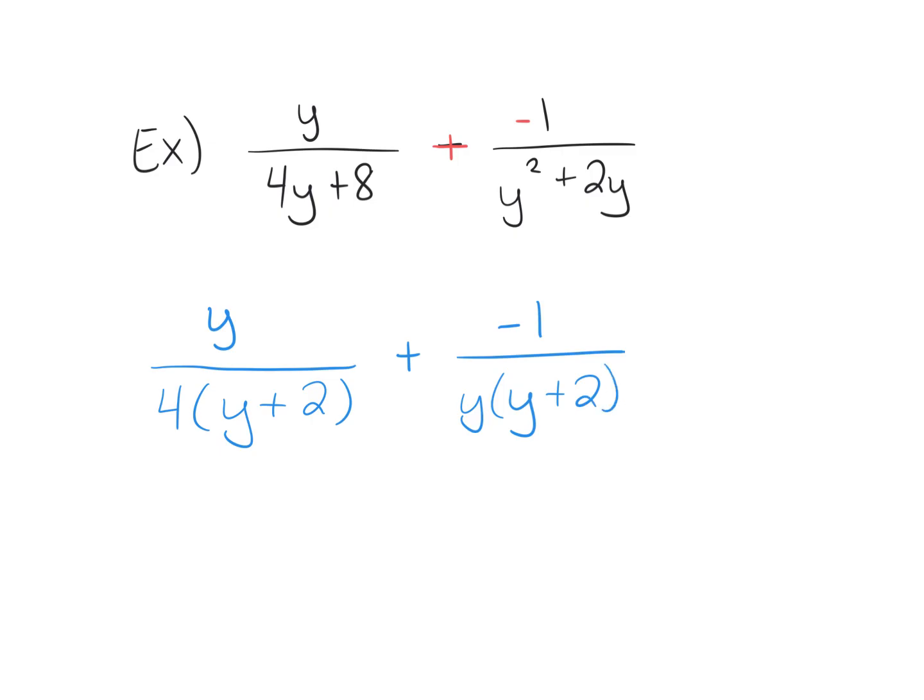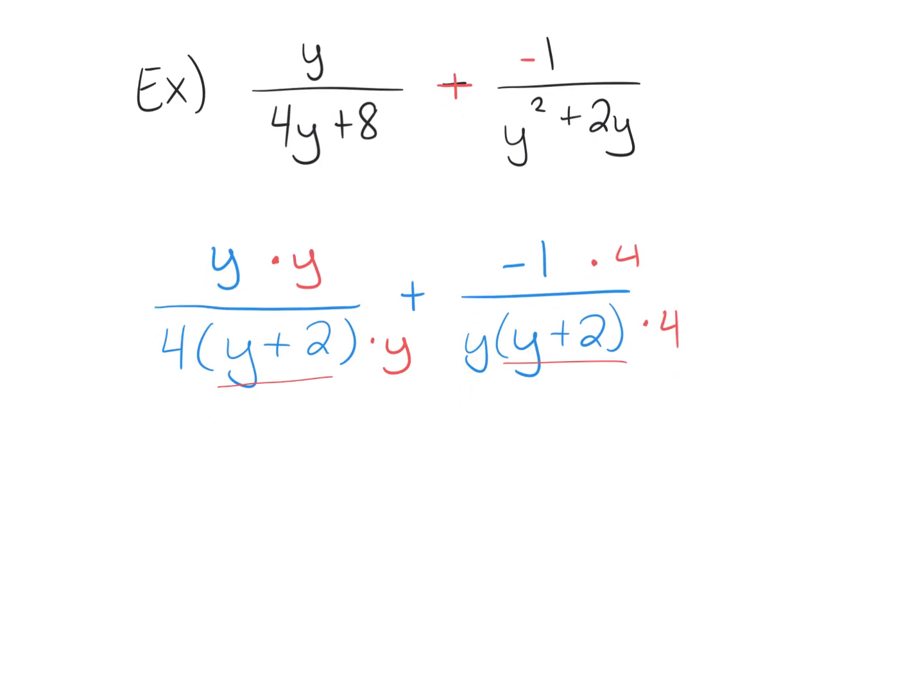Now, we can check for common denominators. What do they have in common? They have a y plus 2 in common. So, looking at this first fraction here, what is it missing that the other one has? It's missing a y, right? So, I'm going to multiply the top and the bottom by y. What is the right fraction missing that the other one has? A 4. So, I'm going to multiply it on the top and the bottom by 4.